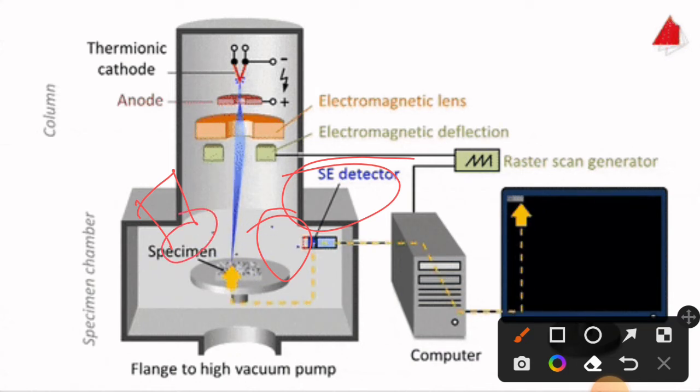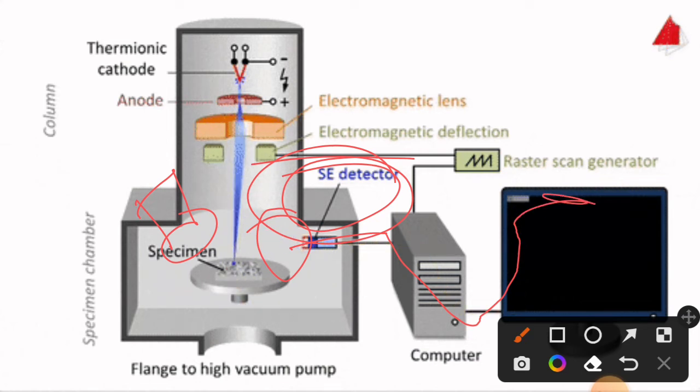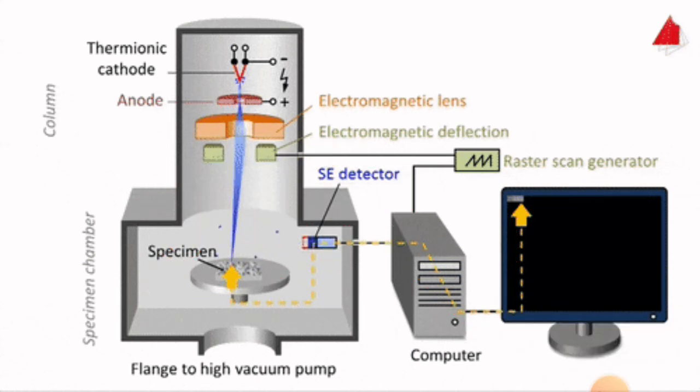Okay, and now this secondary electron detector will collect all the information and transfer it to the computer, and the computer will compile each and every piece of information and create a 3D image of the entire specimen. Okay, so that is the entire idea of scanning electron microscopy.